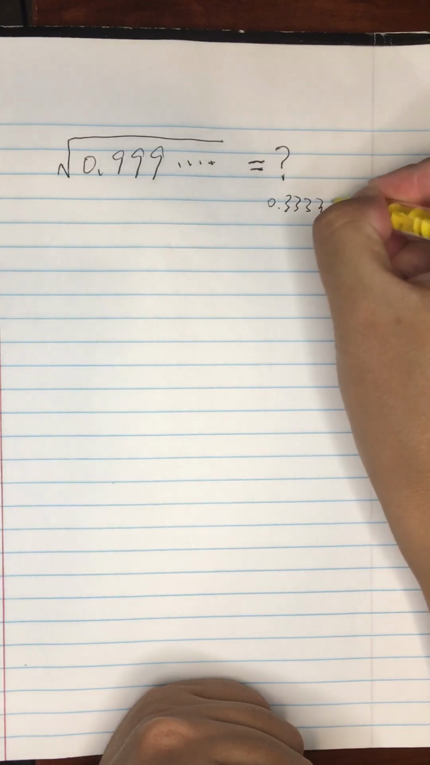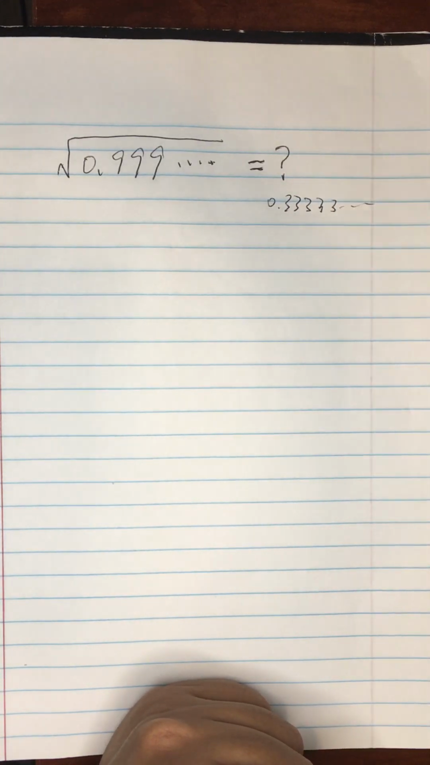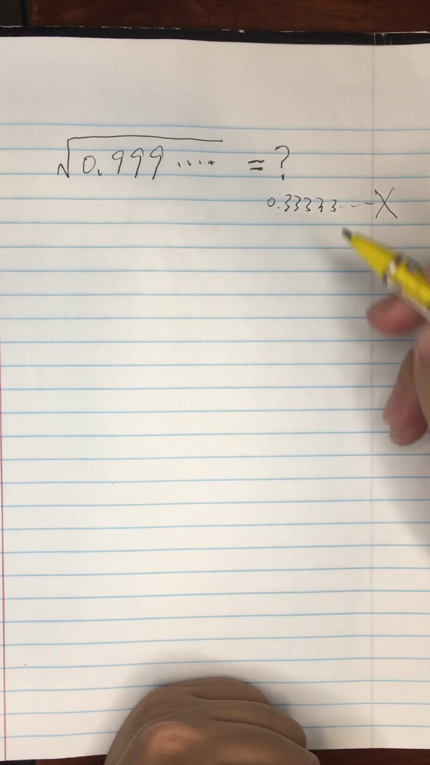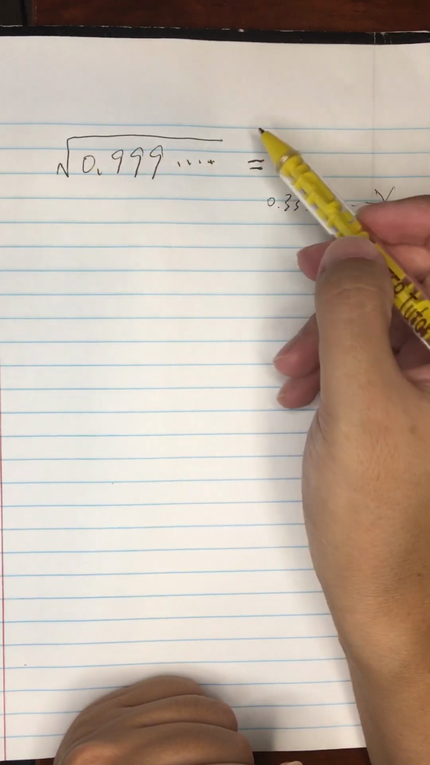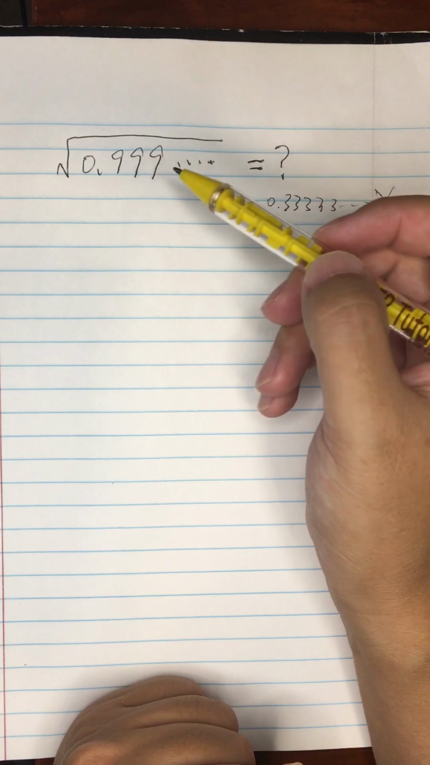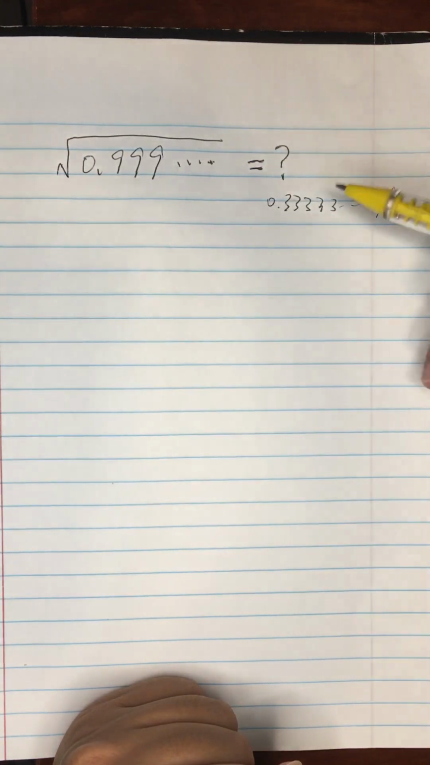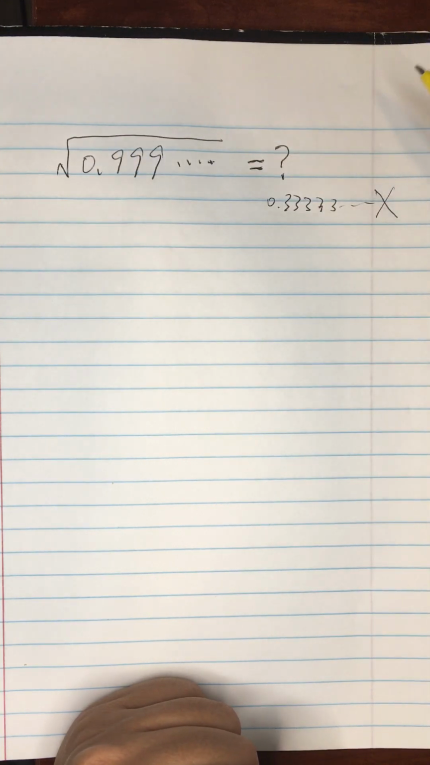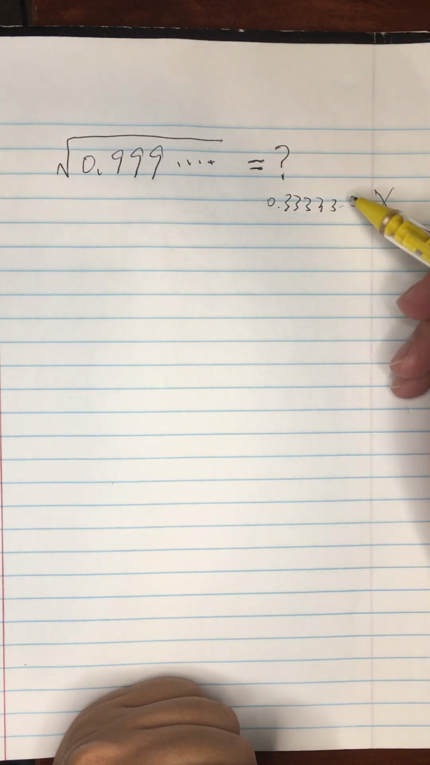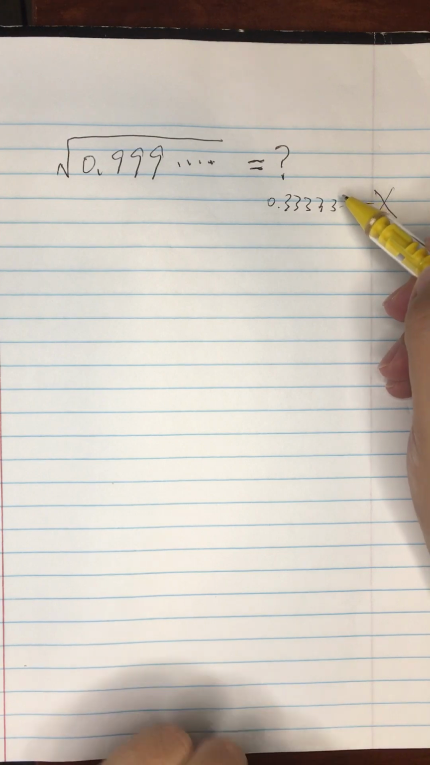If you think that the solution is 0.3333, with an infinite number of 3s, then that's completely wrong. It's impossible, because this number is so close to 1. The square root of 1 should be equal to 1, and this number is very, very close to 1. So taking a square root of it should still be very, very close to 1. But let's see how we can actually get the solution.